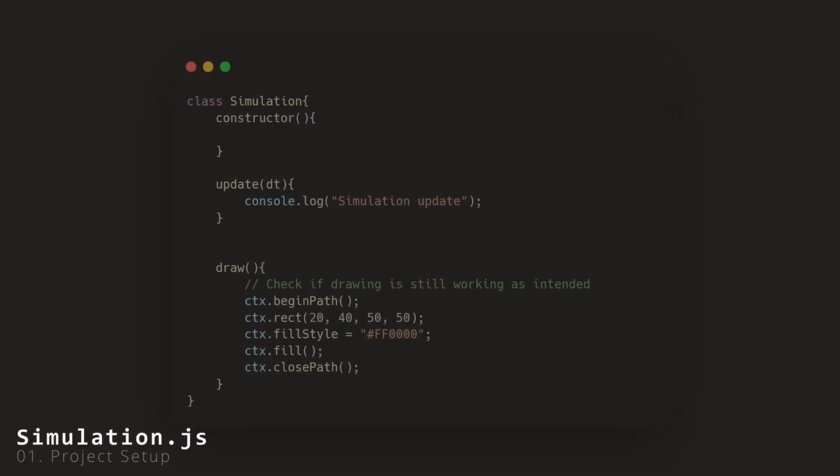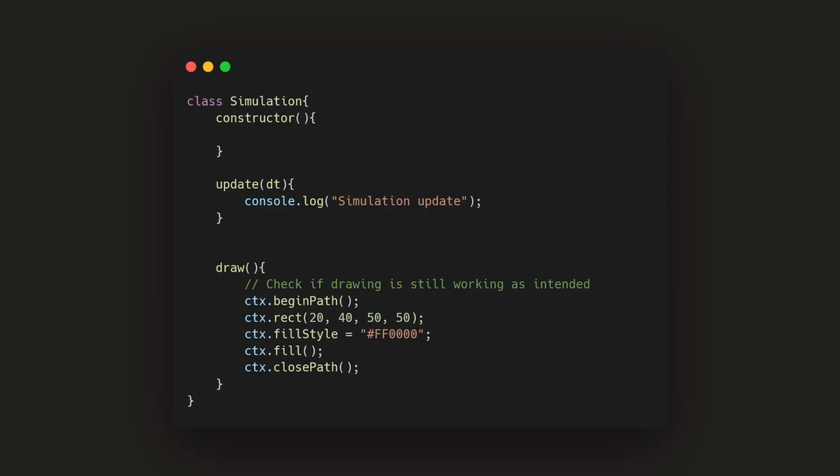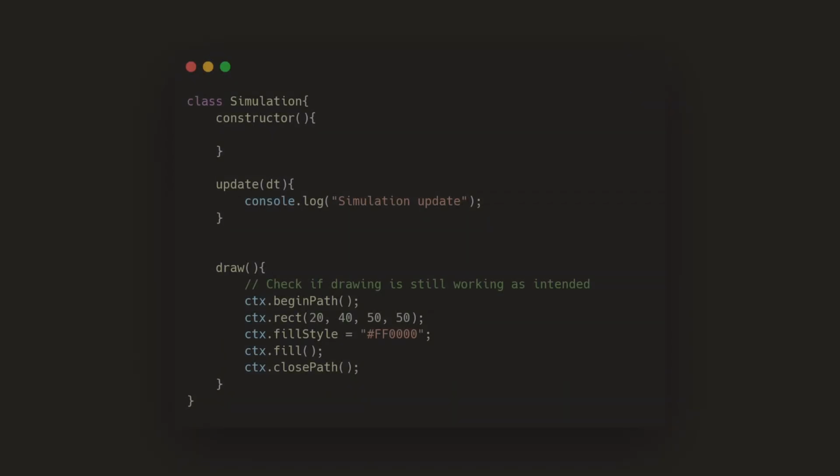Okay, and then simulation.js. There's really not much going on here yet, like in every other file. We have an empty constructor. The update method just logs to the console because we don't have anything to simulate yet, and the draw method just paints a small red rectangle on the canvas. The reason the rectangle is there is just so we can open this in a browser and go like, okay, there's a red square, it works. Because if you can't even draw a rectangle, you've got a problem somewhere, and you want to find that out as soon as possible.